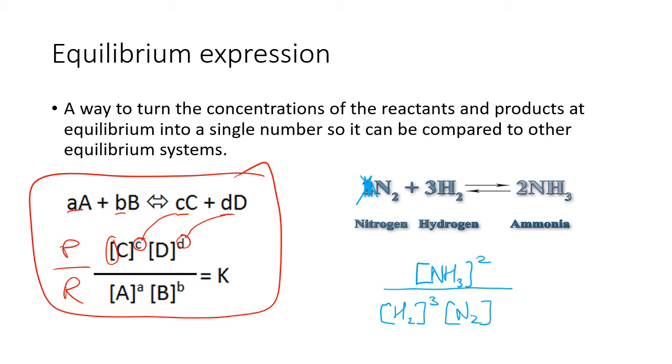So you take the coefficients and you put them as the powers of the concentration, and I can't stress enough that it's the concentration, not the number of moles, of the chemical. That equals K. It also equals Q if it's not at equilibrium, and we'll go more into that later on. So that's how you would write that one.